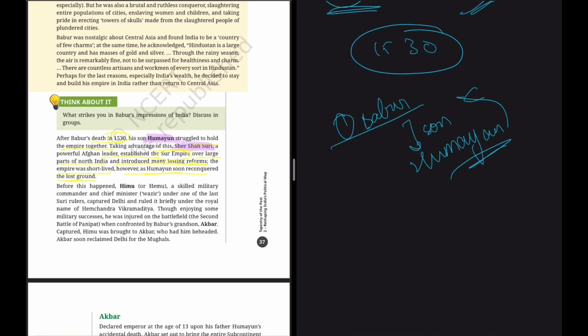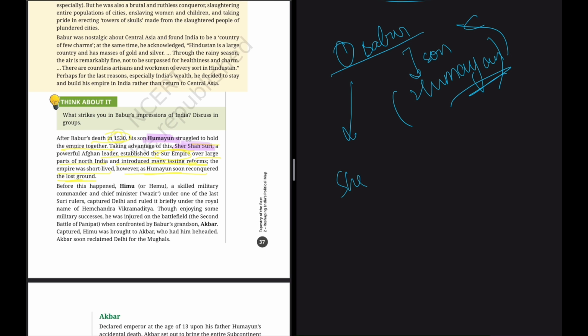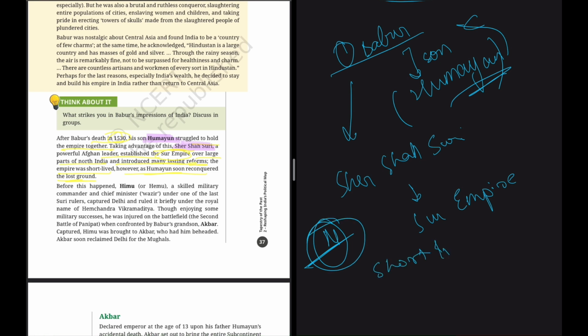After Babur's death, seeing that Humayun was struggling to hold the power together, there was the entry of Sher Shah Suri, an Afghan leader who established the Sur Empire over large parts of North India. But even though he ruled large parts of North India, his empire was very short-lived. His duration was very short. And again, Humayun captured control of the lost ground, which had been acquired by his father.